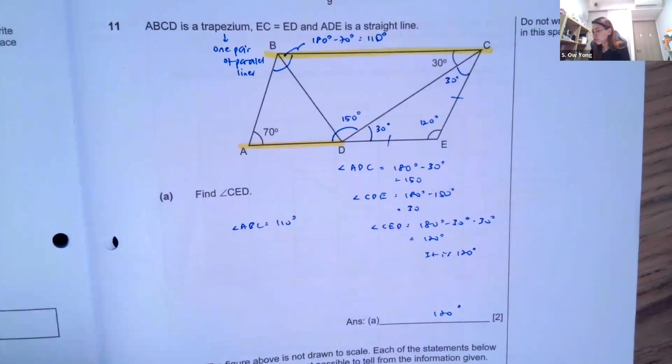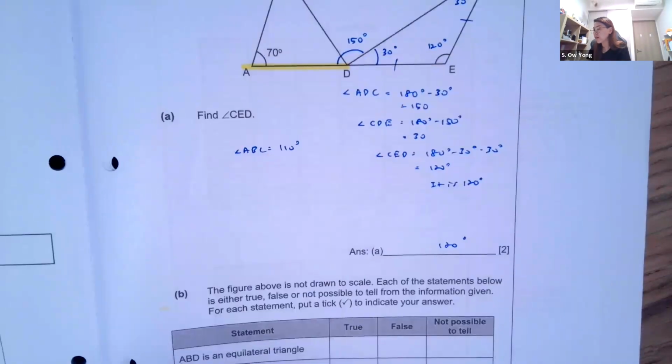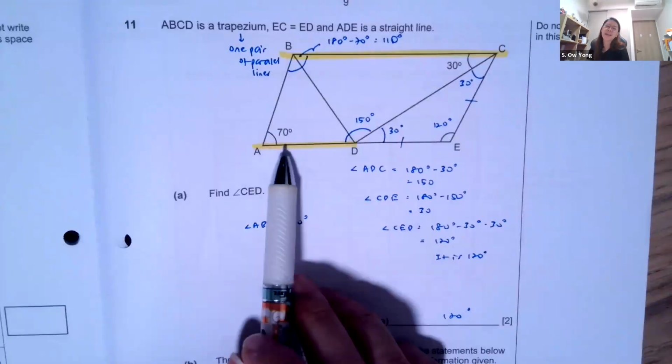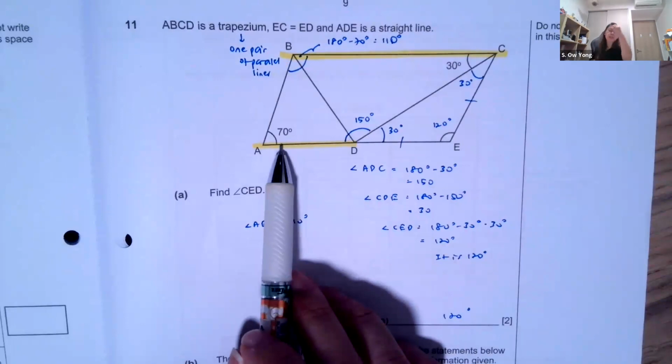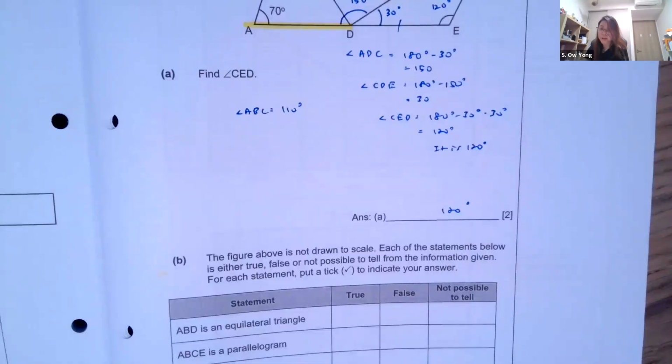They say ABD is an equilateral triangle. True, false, not possible to tell. ABD, can it be equilateral or not? One of them is already 70. Cannot, because for equilateral, 180 divided by 3 is 60. So this one very confidently, I put false.